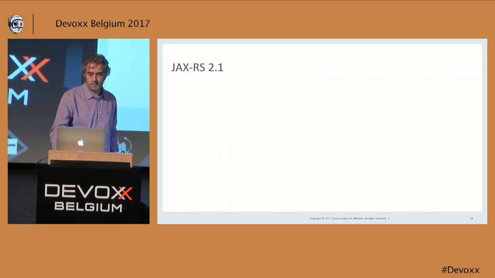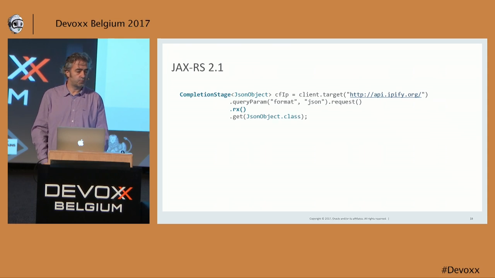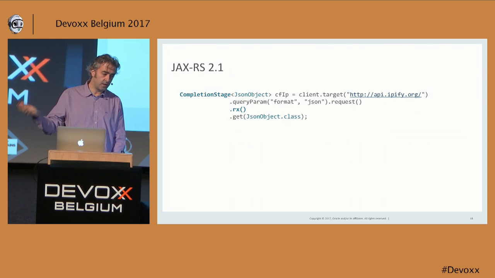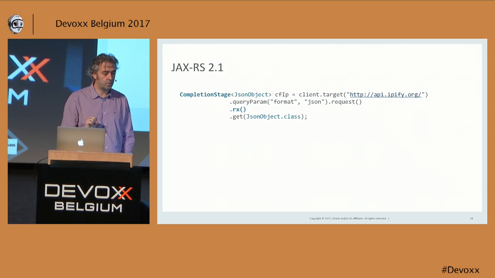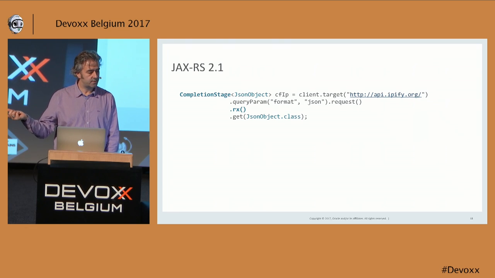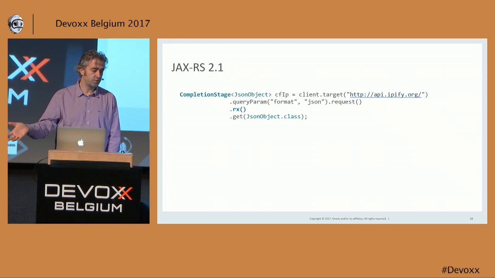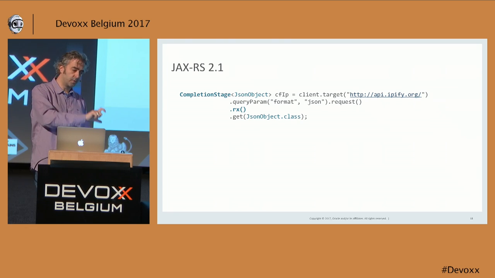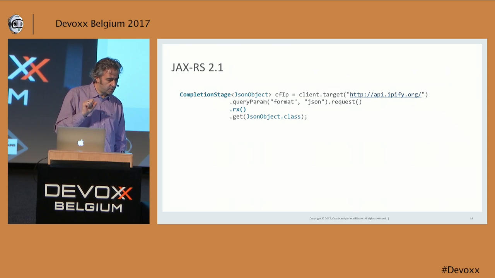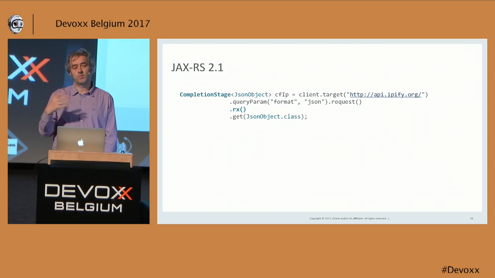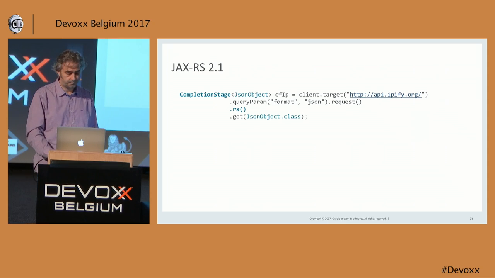So an example would be this one. We have a first request. It's an async request, but we are using the reactive invoker. So this first request, given we are using the reactive invoker, returns a CompletionStage. This first request is basically going to an external service just to get my public IP address.